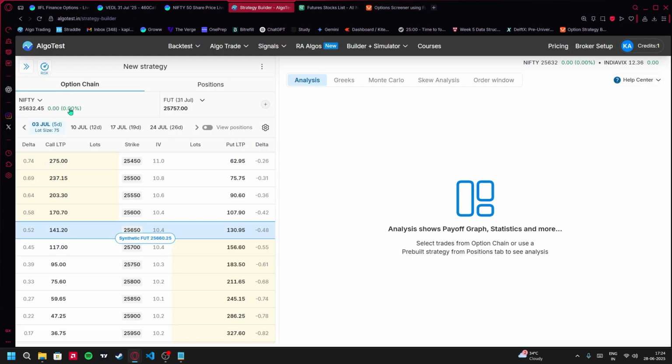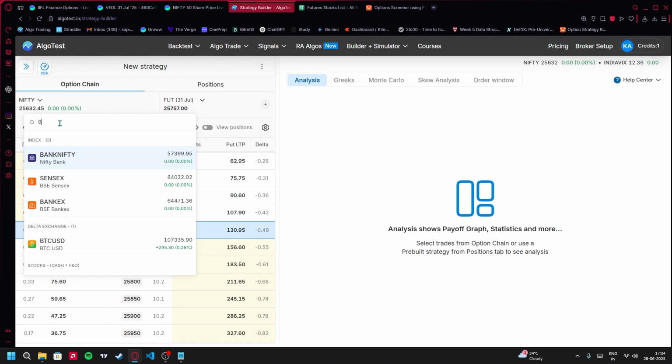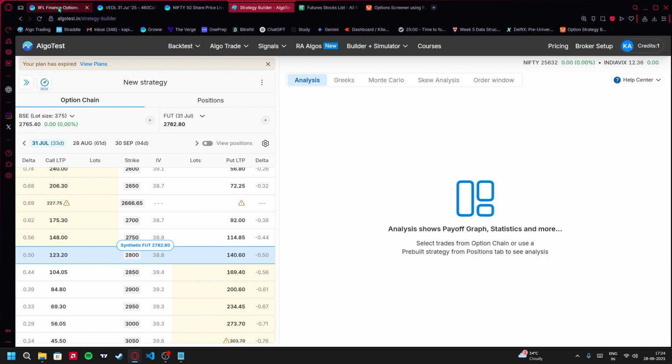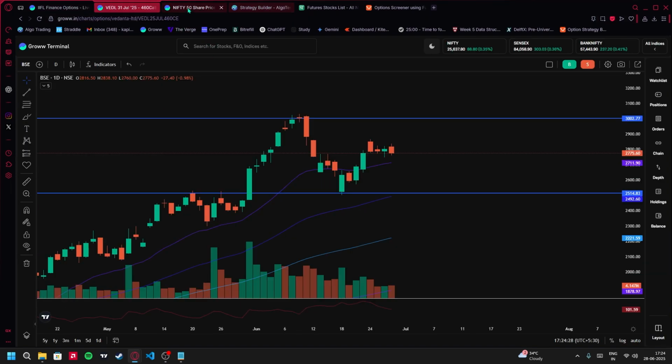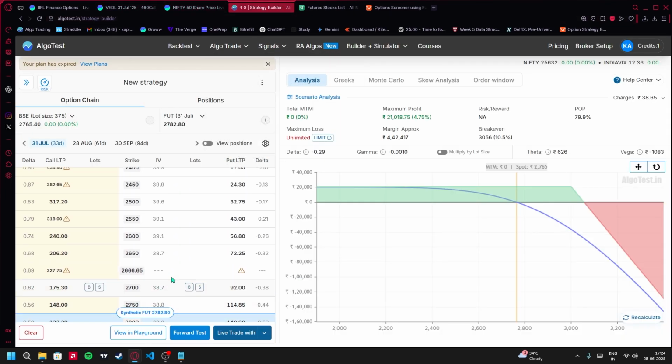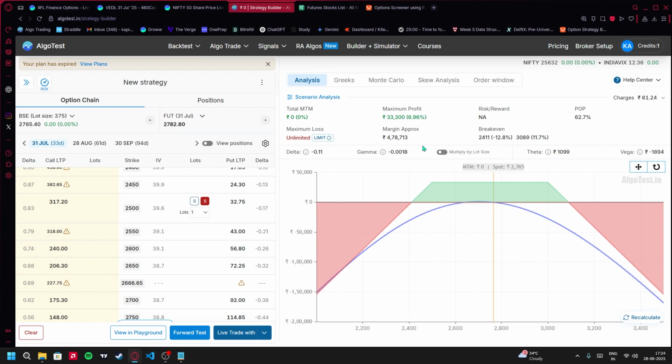If I make a strategy on BSE, let me just show you first. What ranges did I mark again? I marked 3000 and 2500, so 3000 on the upside and 2500 on the downside. Now, first of all, look at the margin requirement. It's 5 lakhs. It's insane. And the percentage is good, but it's not worth it if you are spending 5 lakhs.